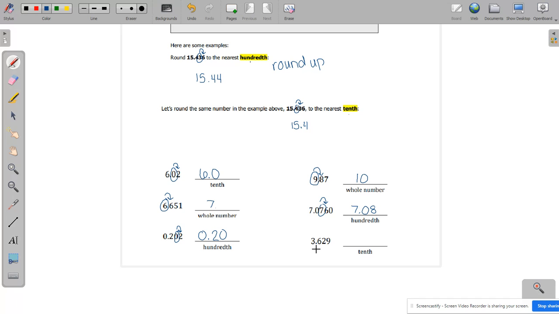And then the last one, 3.629, rounding to the nearest tenth. So we have a 6 in our tenths place. Look behind it, we have a 2. 2 we round down, so we just leave it as 3.6. Everything else becomes 0, but we do not need those extra zeros on the end of numbers. That's how we are rounding decimals.